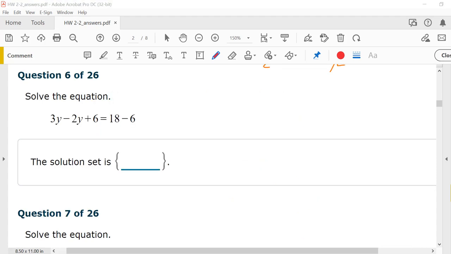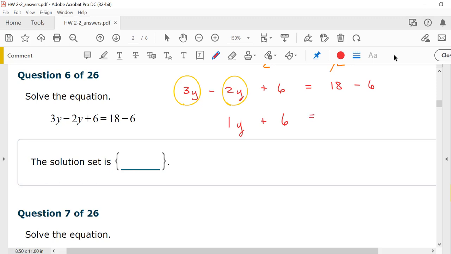All right, these equations are going to get a little bit more complicated. We're going to have to collect some like terms first. So here we go. Number 6, 3y minus 2y plus 6 equals 18 minus 6. On the left-hand side, I see 3y minus 2y. Because they both have a y, those are considered like terms. 3y minus 2y leaves you with 1y.